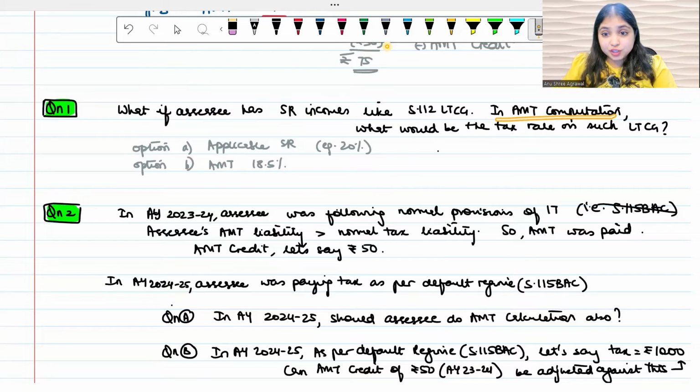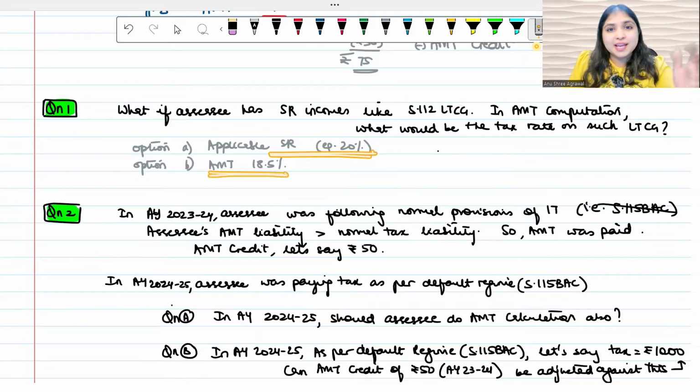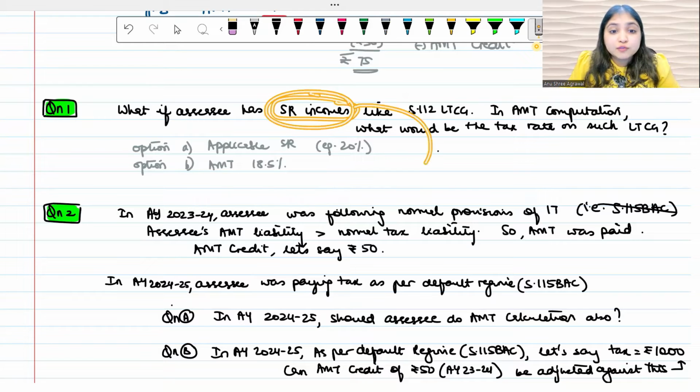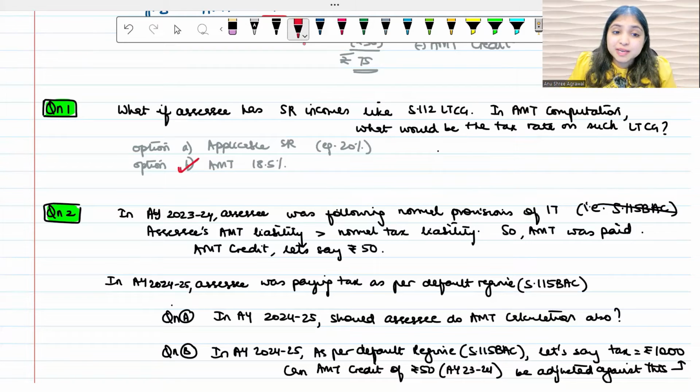In AMT computation, what would be the tax rate on such LTCG? So on this LTCG, are you going to pay tax at the special rate, which is 20%? Or will you pay AMT 18.5% only? You're doing AMT calculation, right? When you're doing AMT calculation, in your total income, you're having some special rate income. On the special rate income also, will you pay AMT only, or will you do the calculation as per the special rate? You will do the calculation as per AMT only.